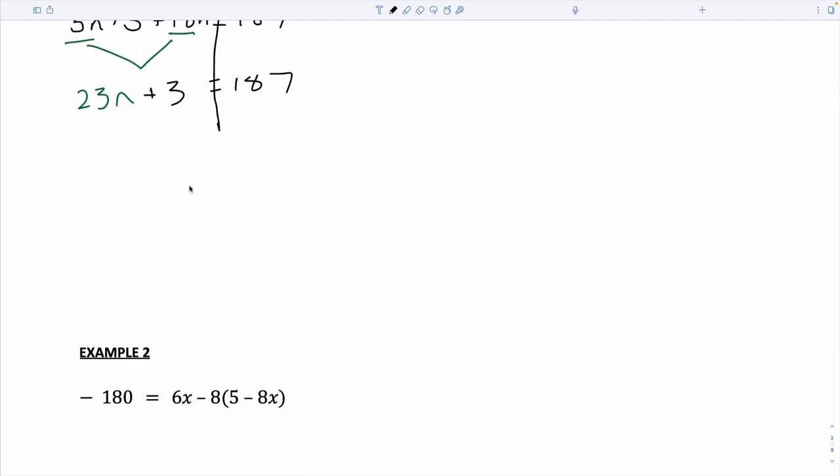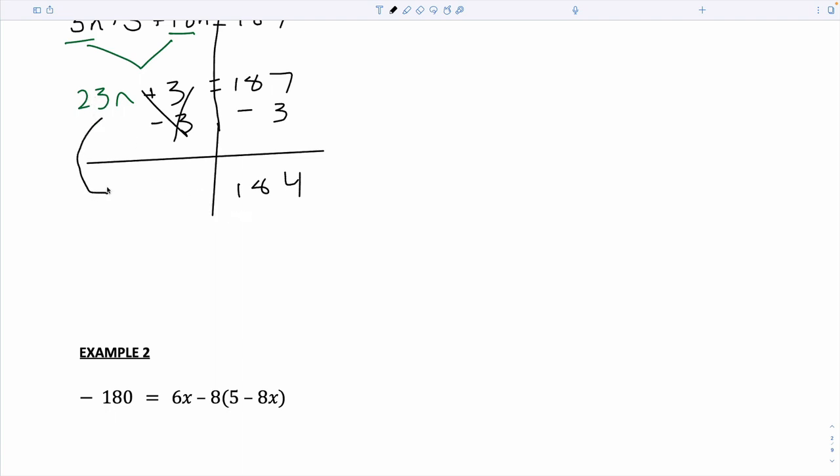Avery, what's my first step from here? Cool. 187 minus 3 is 184. 23n is left over. 23 is the best friend, so they get to hang out a little bit longer.